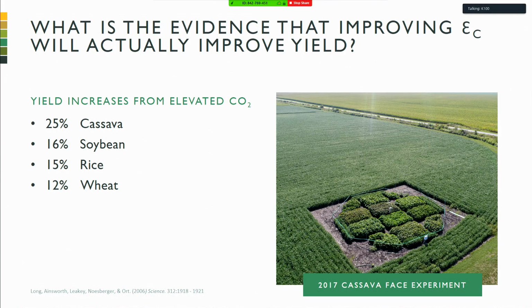We've done this experiment with soybean over a period of 15 years. We see an average over that time of about 16%. And these rice and wheat data are from other FACE sites: rice in China and Japan, and wheat was done in Maricopa many years ago. So what you can see is when photosynthetic efficiency is increased by increasing CO2 concentration, and that depresses the oxygenation reaction and photorespiration, which is very expensive, we do see increases in yield.